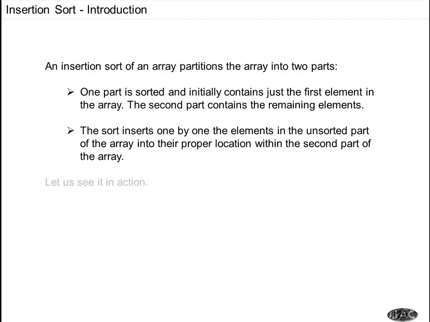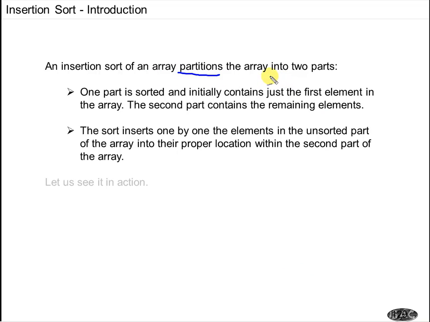An insertion sort of an array works in the way that it partitions the array into two parts. One part is sorted and initially contains just the first element in the array. So basically it divides the array into two parts. When it starts, the first part will have just the first element and the second part contains the remaining elements. Understand the difference.